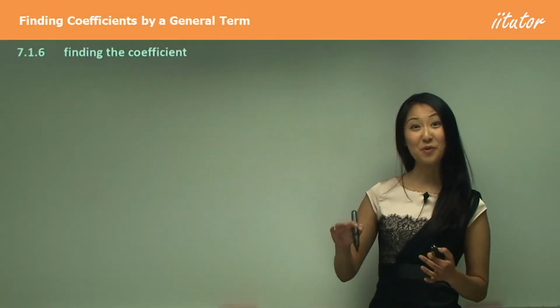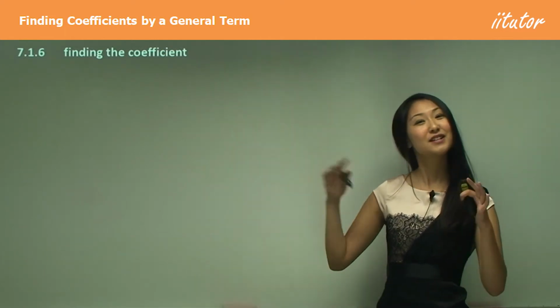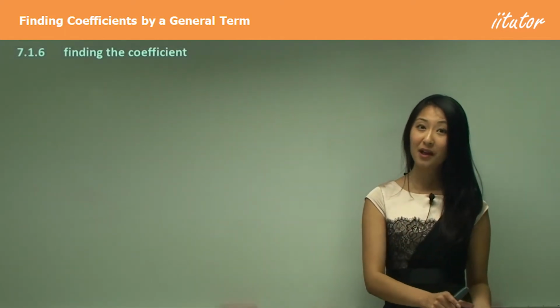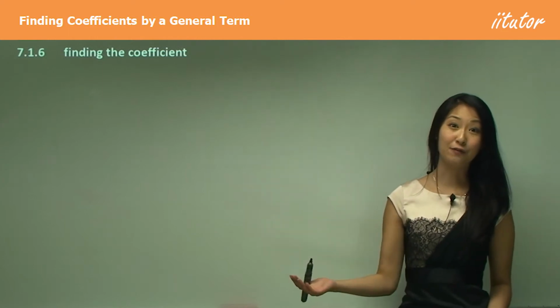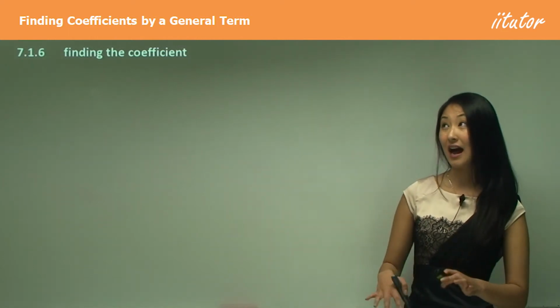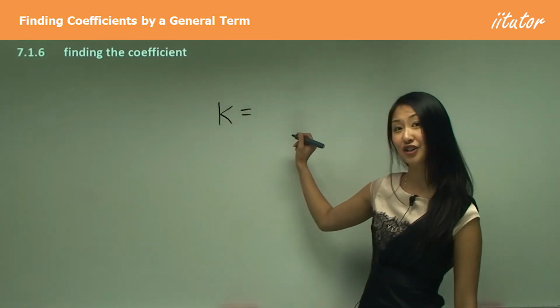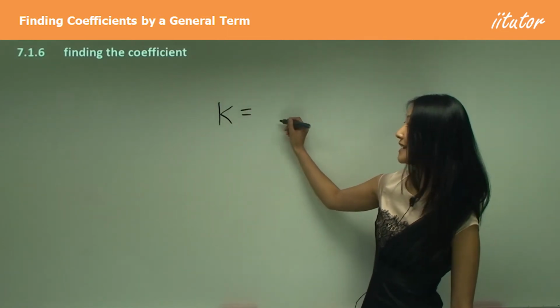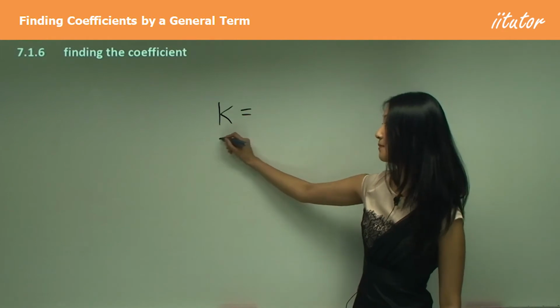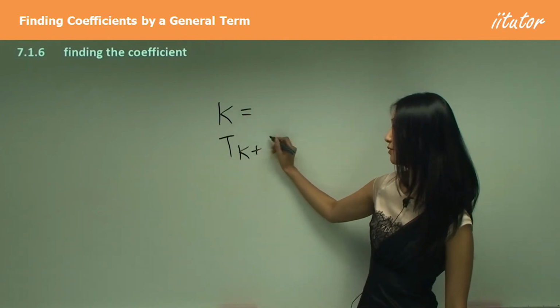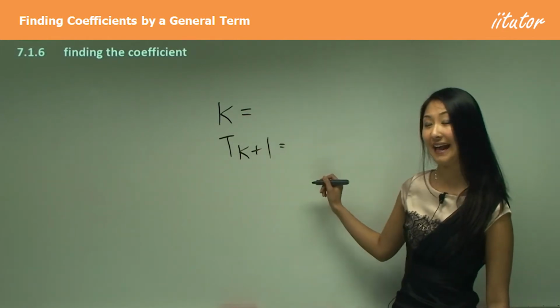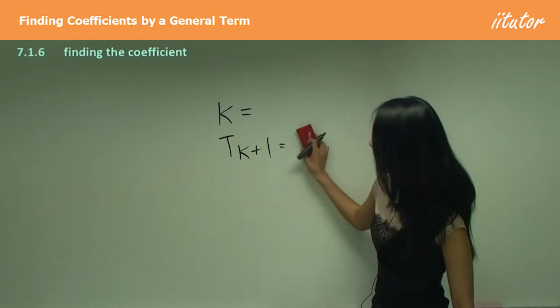So here we're going to be working out the coefficients. Previously we worked out the term, and now we want to work out the coefficient. The only difference here is it's a little bit more difficult to work out what k equals, and I'll show you that. But once we've worked out what k equals, we substitute it again into the general term, and then we just work it out. So let's have a look.